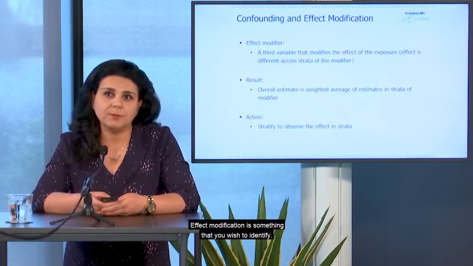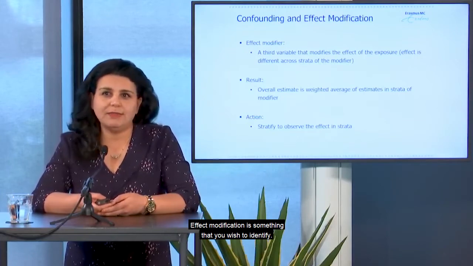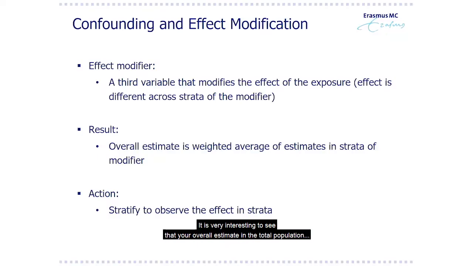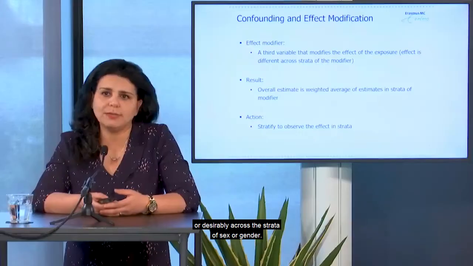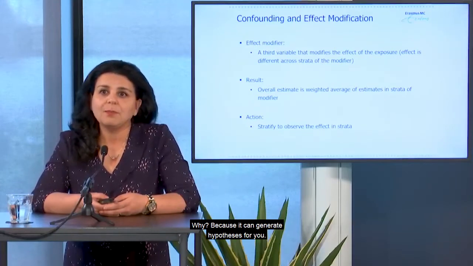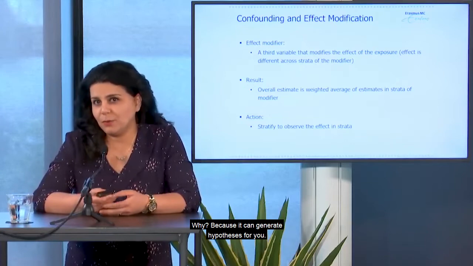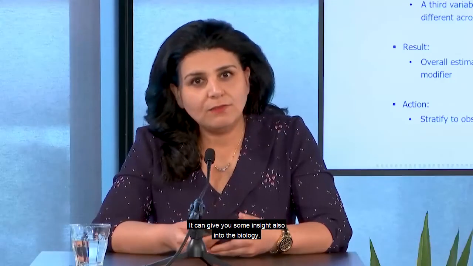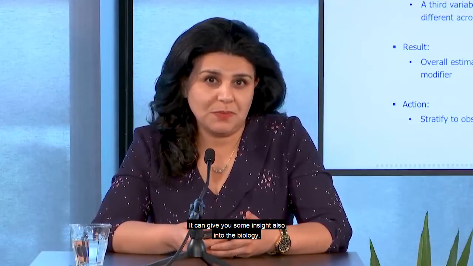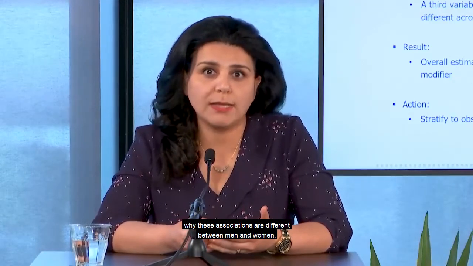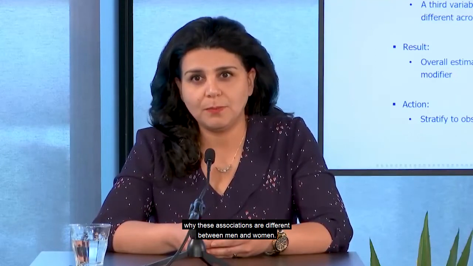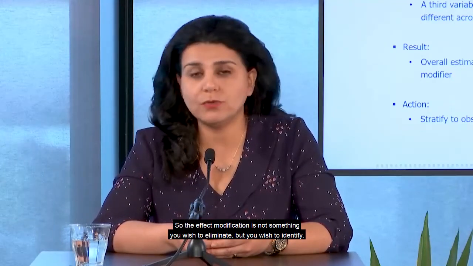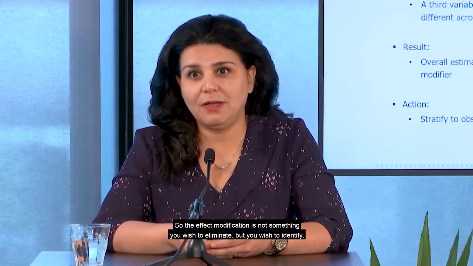Effect modification is something that you wish to identify. It is very interesting to see that your overall estimate in the total population is different across the strata of the effect modifier, for example across the strata of sex or gender. Why? Because it can generate hypotheses for you. It can give you some insight into the biology. It can lead to the generation of new hypotheses about why these associations are different between men and women. So effect modification is something that you do not wish to eliminate, but you wish to identify.